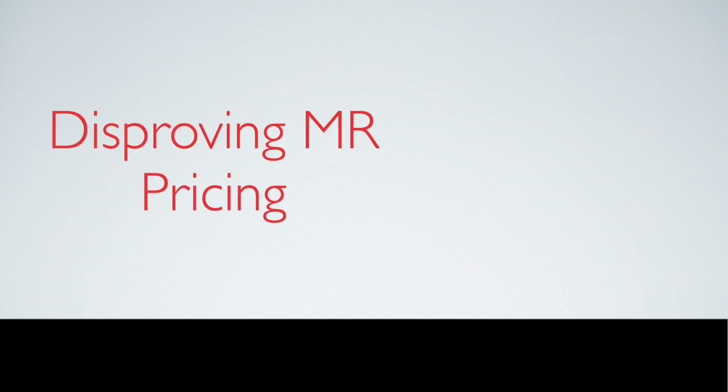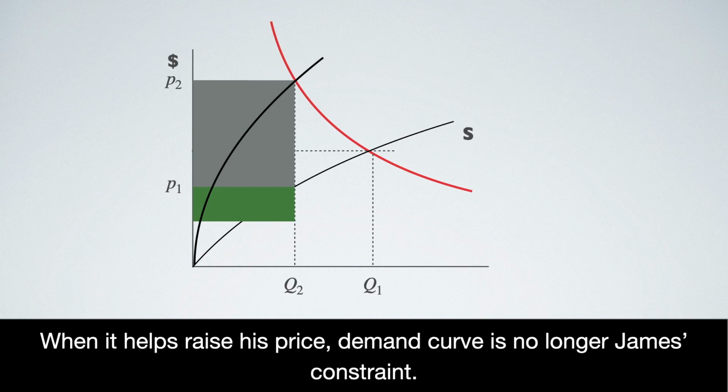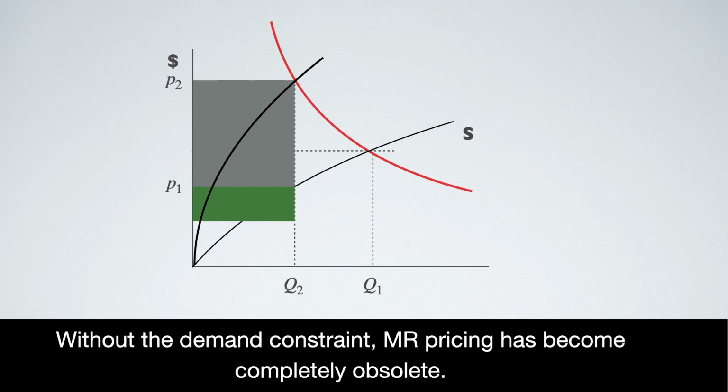Disproving MR pricing. When it helps raise his price, demand curve is no longer James' constraint. Without the demand constraint, MR pricing has become completely obsolete.